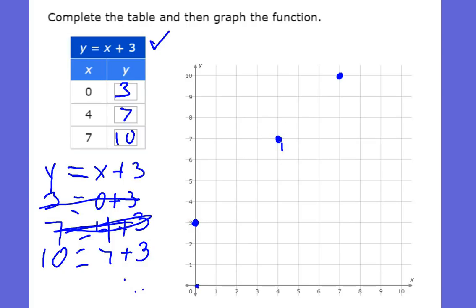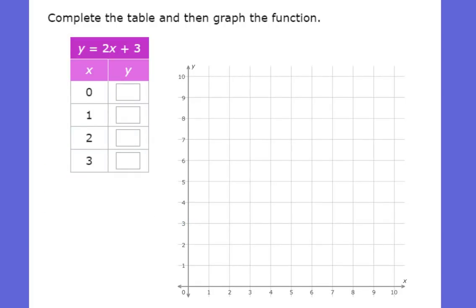Okay? Now we gave you the 0, the 4, and the 7 to plug in. But you could have guessed or come up with your own x values as long as they would fit on this chart. All right? So we're going to go on to the next one. Complete the table and then graph the function.